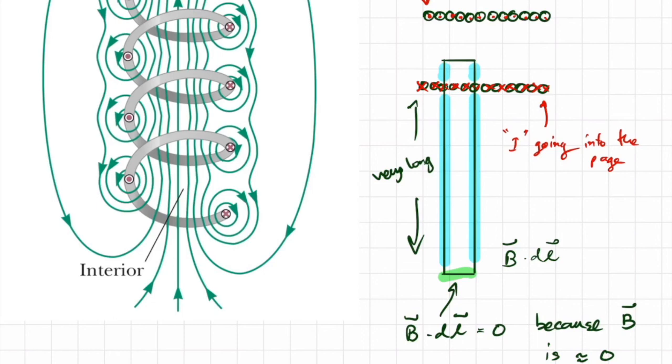So in the end, the integral of B dot dl will not get contributions from here, not from here, not from here. So the only one that we need to worry about is the one here inside the coil, right? So this is the only contribution of B dot dl that we need to calculate.